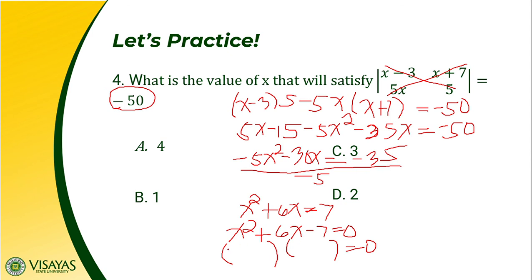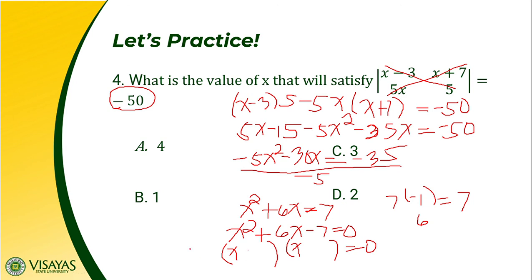Okay, so we have here x and another x, and here you'll be looking for factors of negative 7, wherein if you add them, that will result to positive 6. So the factors are positive 7 and negative 1, because 7 multiplied by negative 1 is equal to negative 7, and 7 plus negative 1 is equal to 6. There.